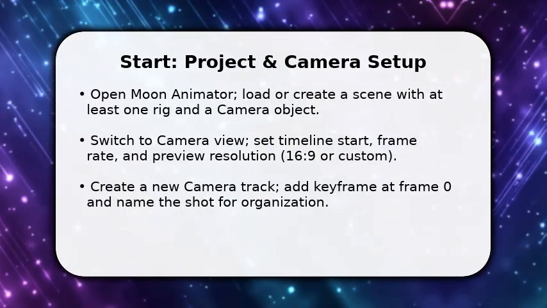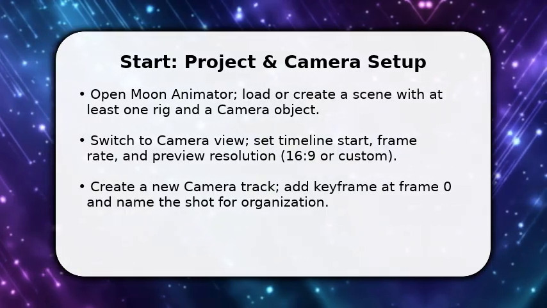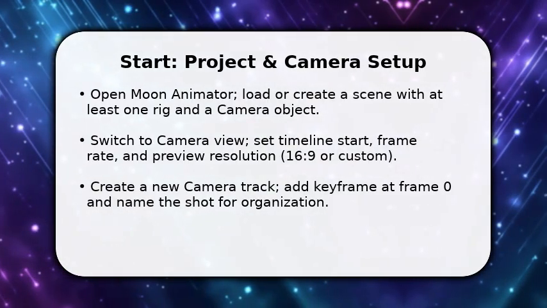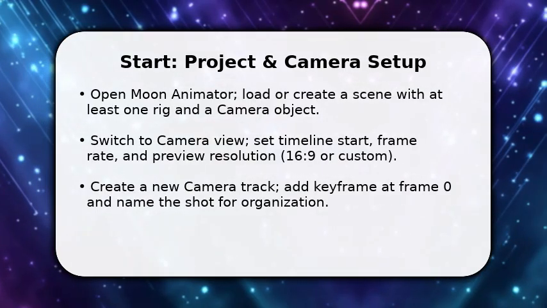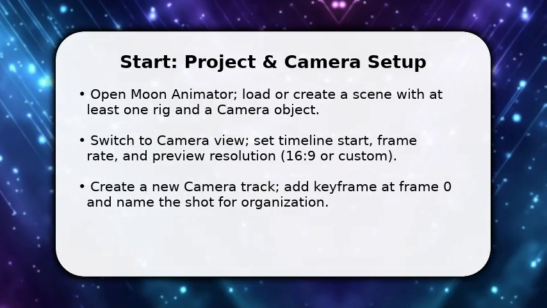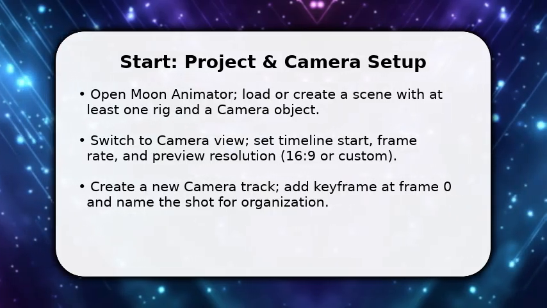Once done, switch to camera view to compose the first shot and create a camera track. Make sure to add a keyframe at frame 0 and give the shot a clear name so you can find it quickly during iteration. Now you build motion.